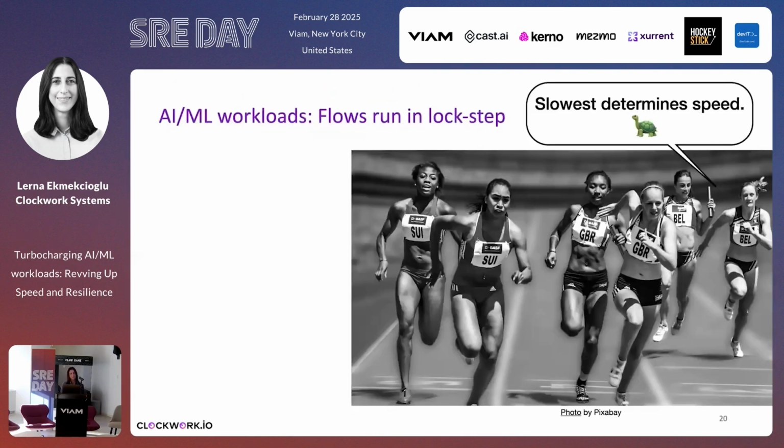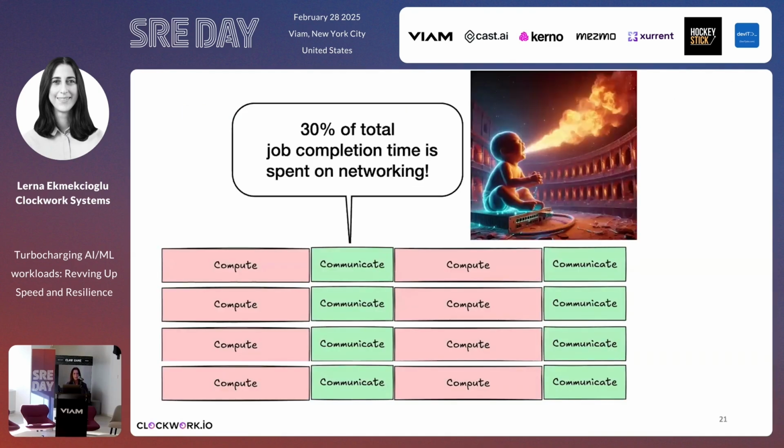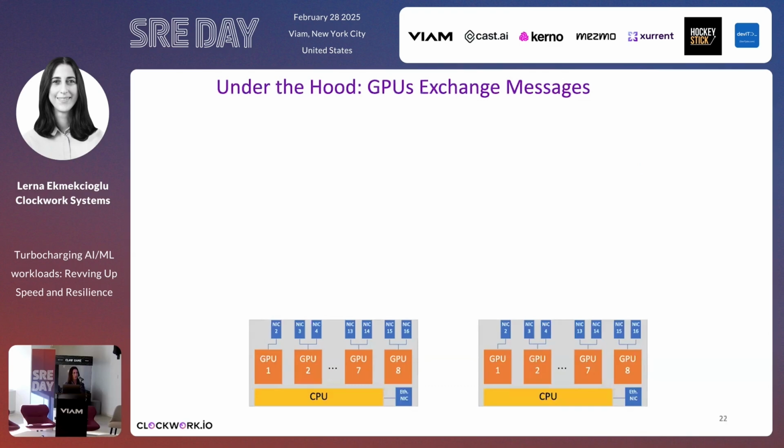It's similar to a relay race. If you have a slow runner, that slow runner is going to basically determine the finish speed for the whole race for the team. And if you look at the total job completion time, 30% of it depends on this communicate phase. So I want to dive deeper into what goes over inside this wire.